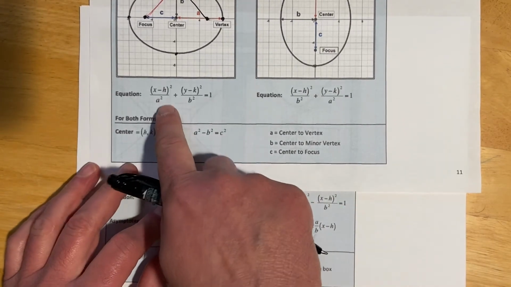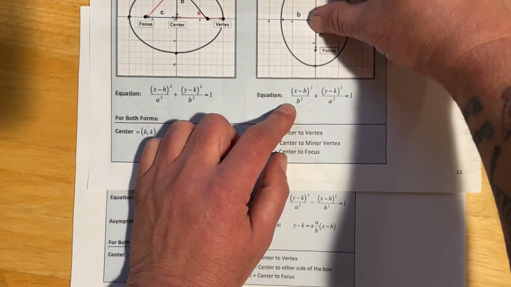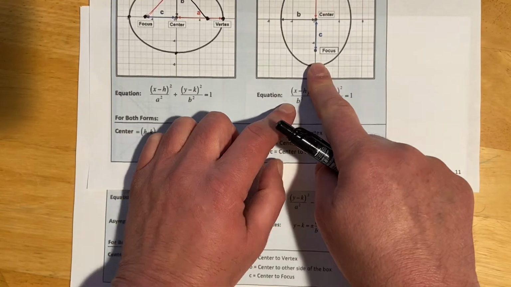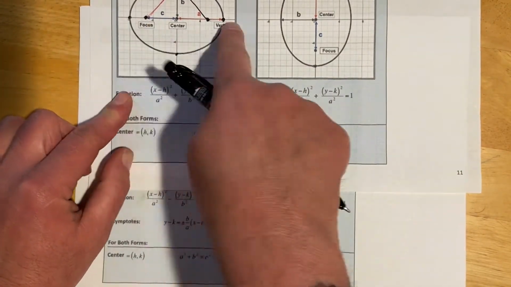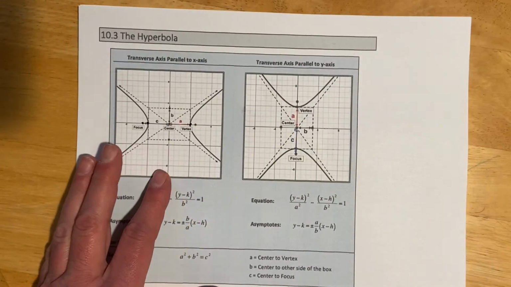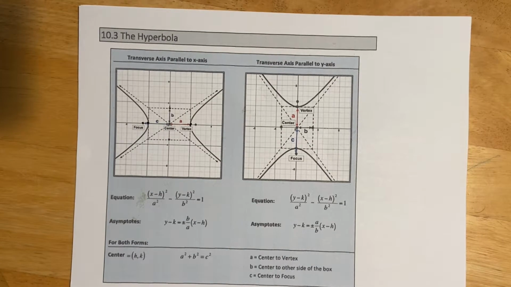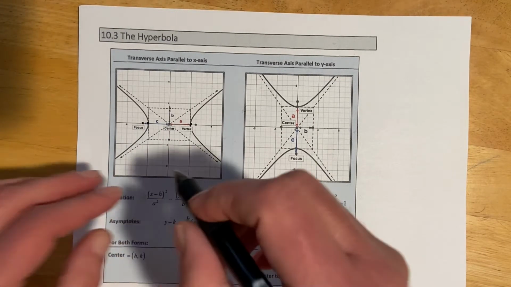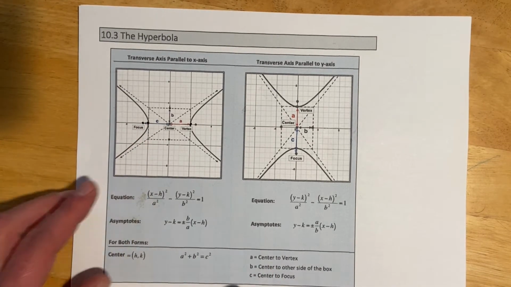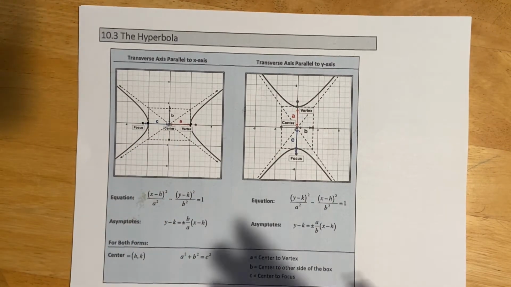But remember, with ellipses, a was always going to be the big number, and then a shifted in the equation to tell us that if it's under y, then the major axis is running parallel to y, and if the big number was under x, the major axis is running parallel to x. That is no longer true for hyperbolas. Either A or B can be bigger or smaller. It doesn't tell you anything. In this case, C is going to be our larger number, and I'll go through that down here. But for the A and the B, there's no longer a major and minor.